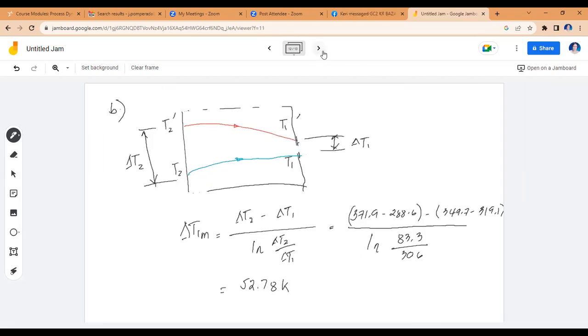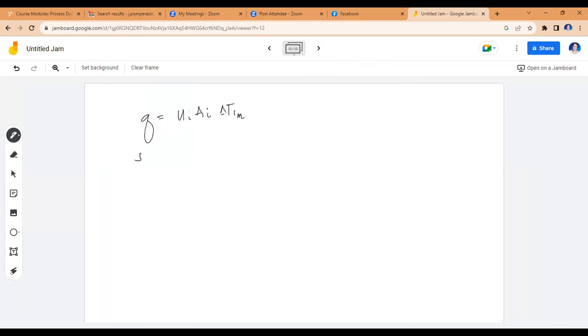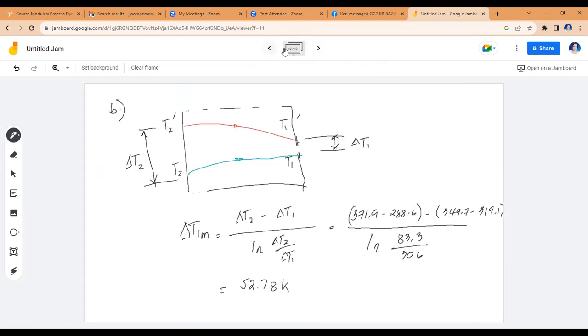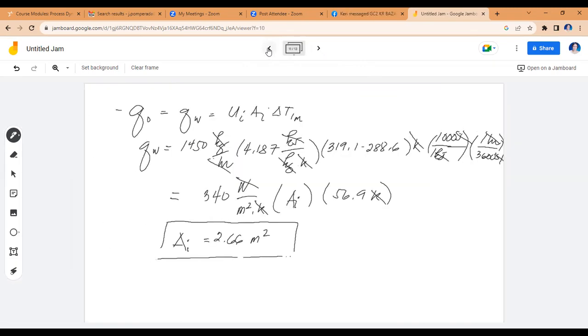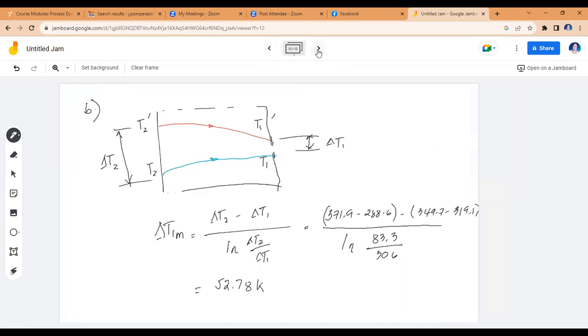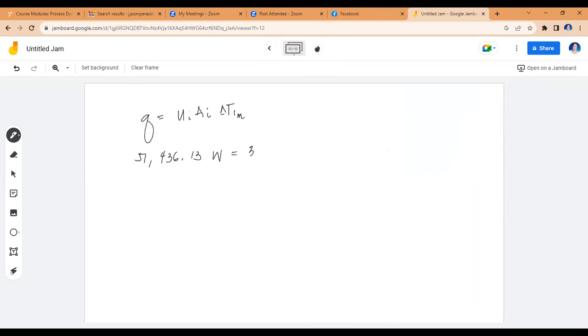51,436.13 watts. Please check my values. Where is it? For water, you're going to equate it still with 340 to get the A sub I. So we're going to equate it with 340. Anyway, it's already in watts.